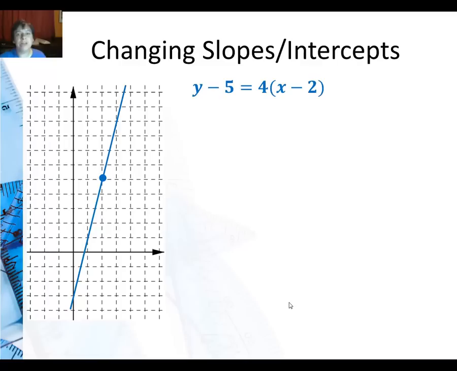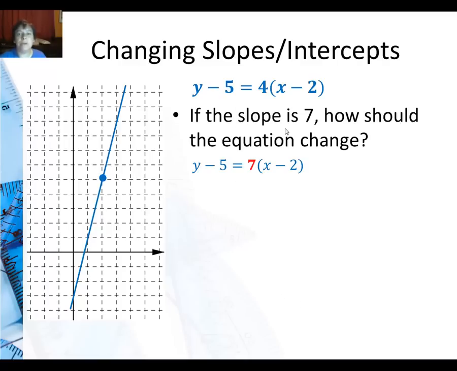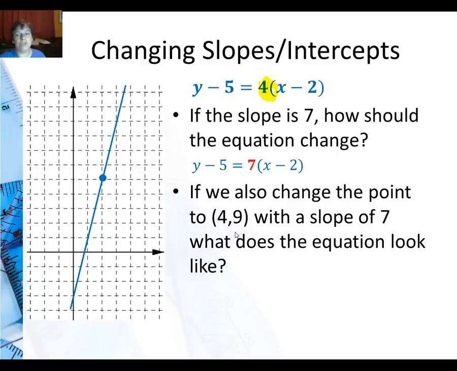So what if I were to change the slope or the point for this line? Let's start with the slope. If the slope is 7, how should the equation change? Well, just this value right here will change. That was the slope. It becomes 7. If we also change the point to (4, 9) with the slope of 7, what does the equation look like now? Well, here was (2, 5) where the point was. Now we're changing it to (4, 9). So this 4 should go with that too, and 9 should go with 5. And there we go. We get y minus 9 equals 7 times (x minus 4).